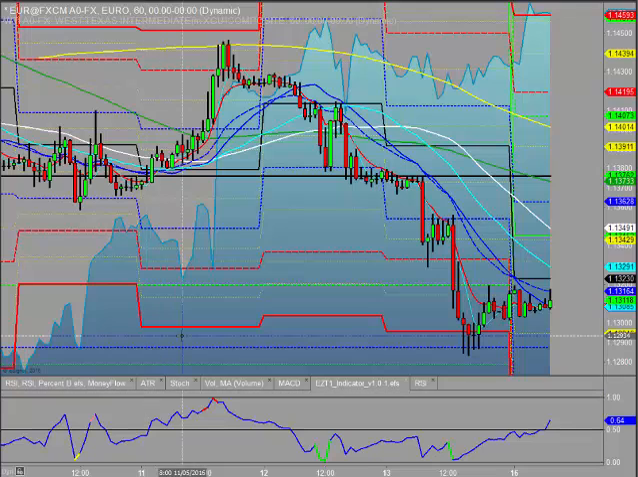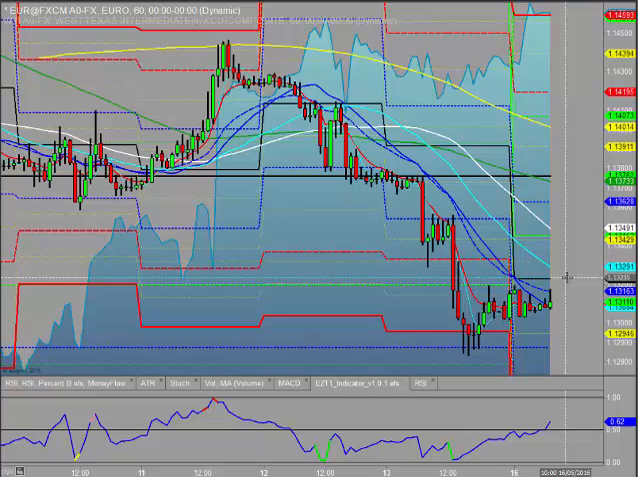113.45. Let's have a look at the shorter time frame, and as you can see, there's a daily pivot above us as well. So we've got the weekly and daily. There's the weekly at 113.45, the daily at 113.23. So there is the possibility of a push up into that sort of level.